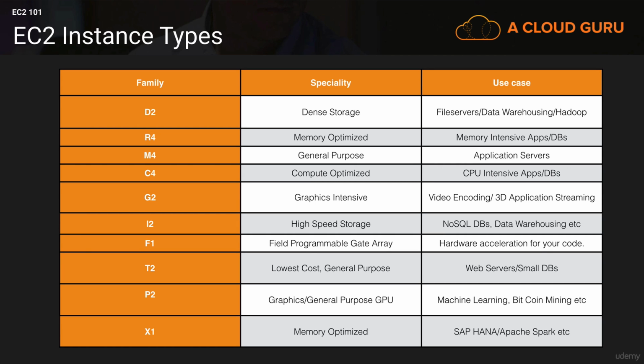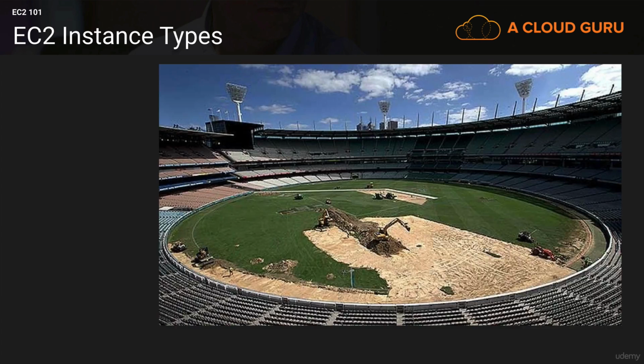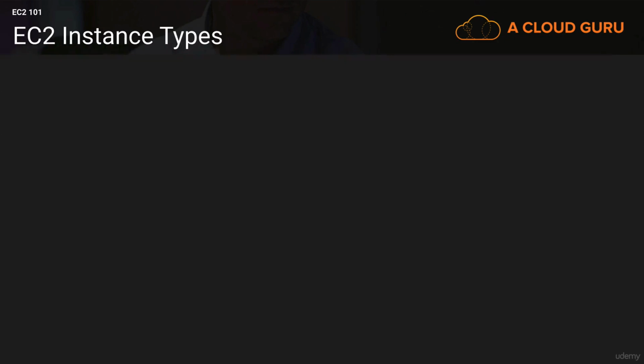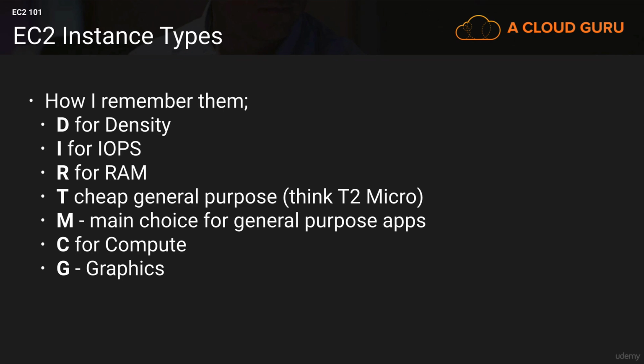So how are you going to remember these instance types going into the exam? Well, when there were 7 of them, and this was in 2016, I told all my students to remember this image. So this is the Melbourne Cricket Ground, and it's being dug up, and it's filled with dirt. So we remembered it using Dirt MCG, so Dirty MCG. Unfortunately, they've added in 3 new instance types, so it's ruined my Dirt MCG.